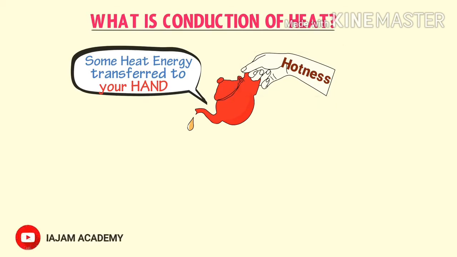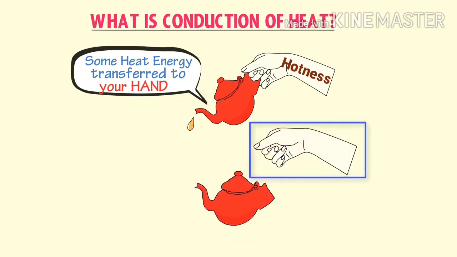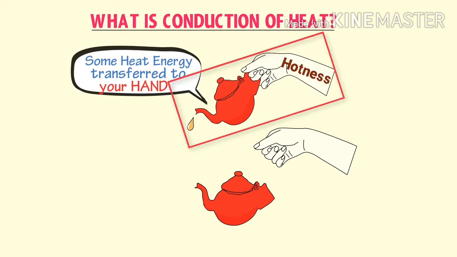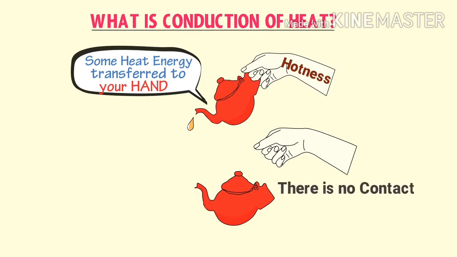Now let's consider another case. If you keep your hand away from this hot object, do you feel the hotness of this hot object? The answer is no. Because in this case, your hand touched this hot object. There is contact between your hand and this object. While in this case, your hand is away from this hot object. There is no contact between your hand and this hot object.